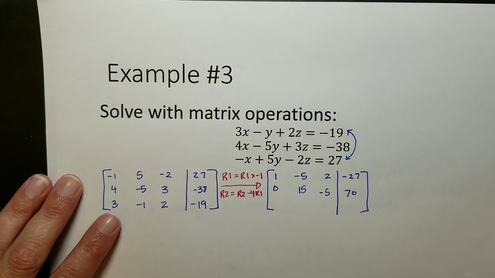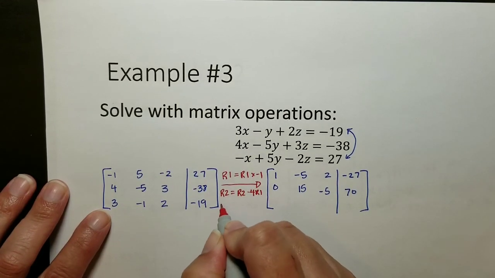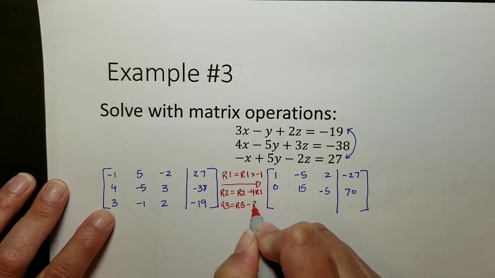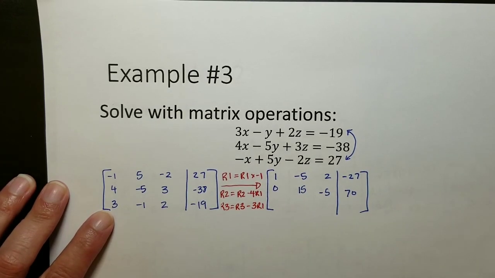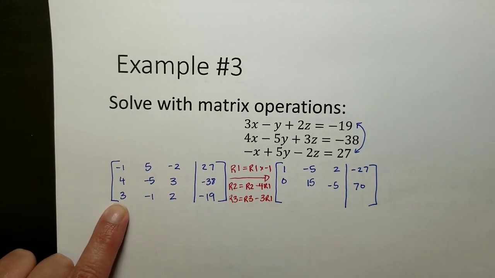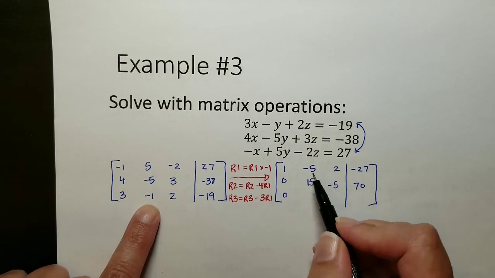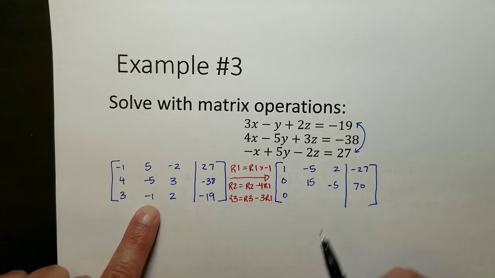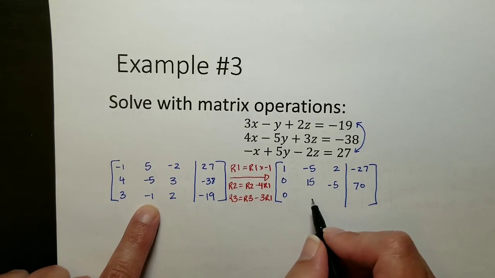Going through and doing the row 3. So row 3 is equal to the old row 3 minus 3 times the new row 1. So here I've got 3 minus 3 times 1 is 0. Negative 1 minus 3 times negative 5 is 14.